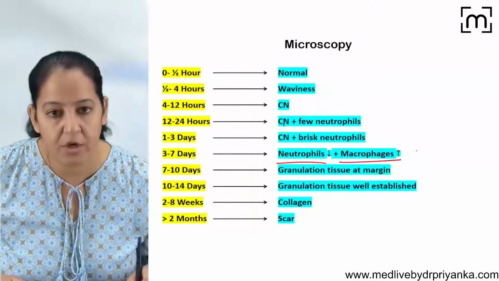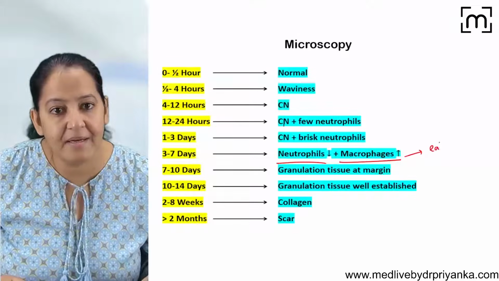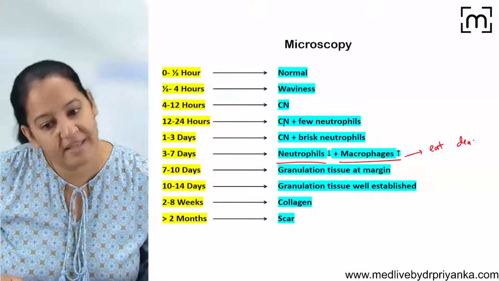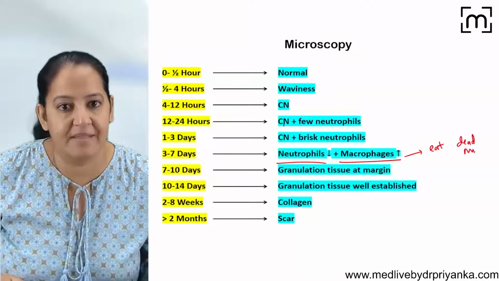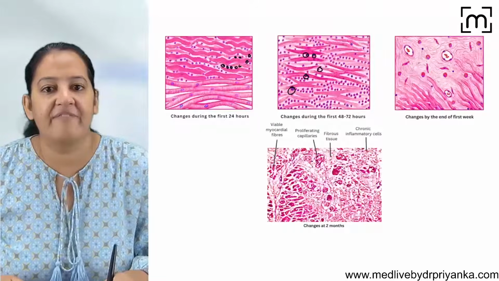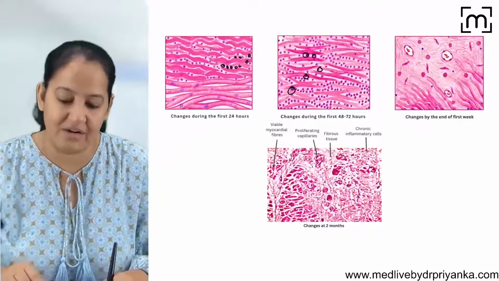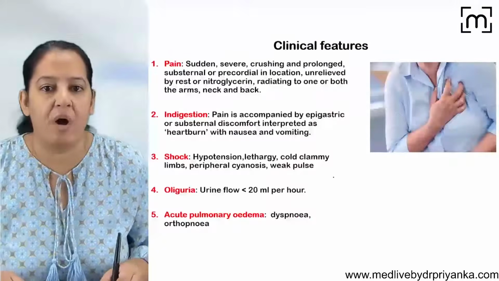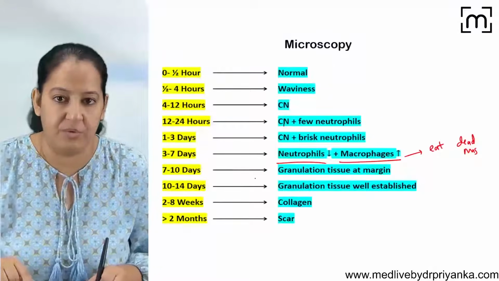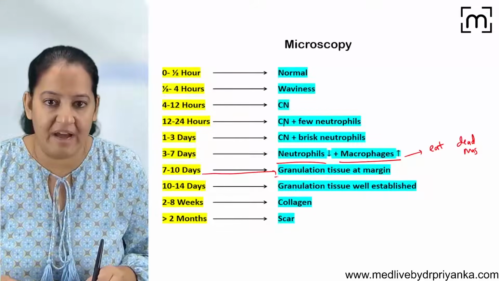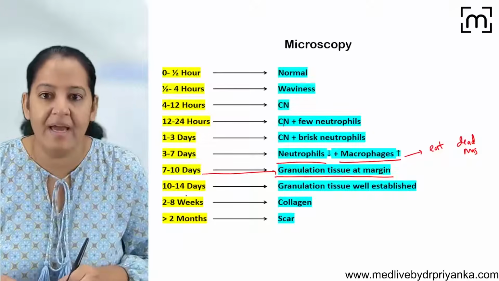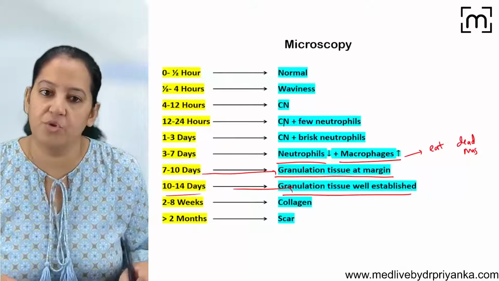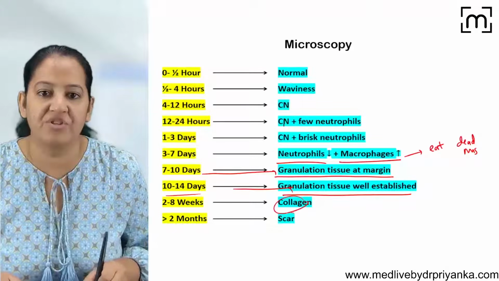What does a macrophage do? Macrophages eat the dead muscle. They eat coagulative necrosis, dead muscle. They start eating everything, and whatever is left is known as granulation tissue. So after this, we are having granulation tissue. At 7 to 10 days, granulation tissue is just arising, and at 10 to 14 days, granulation tissue will be established. And after that, collagen and scar.